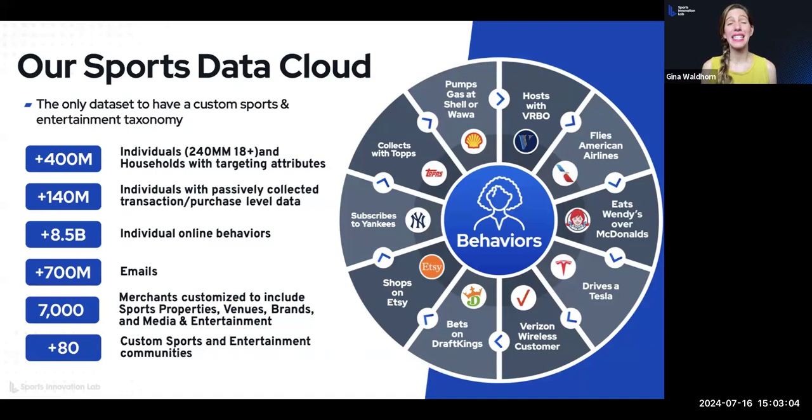Our data is based and anchored in the transactions, the purchasing habits, of over 140 million US consumers, where we can see everything they buy. On top of that, we have over 400 million additional targeting attributes at the individual or household level. We've got over 700 million emails, and over 7,000 unique merchants that we have tagged and organized and customized specific to the audiences we know you care about most, through the lens of sports and entertainment.